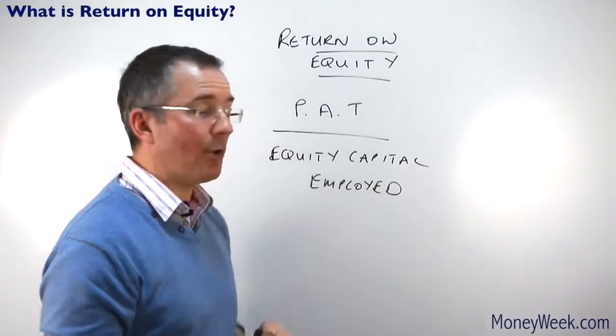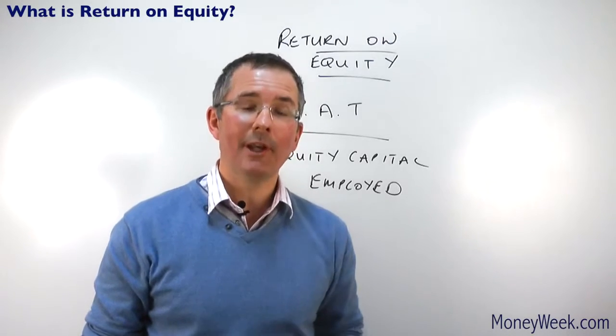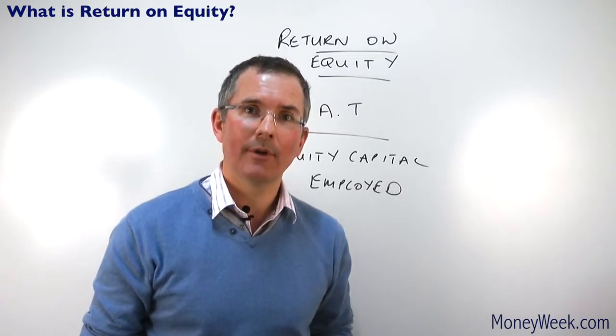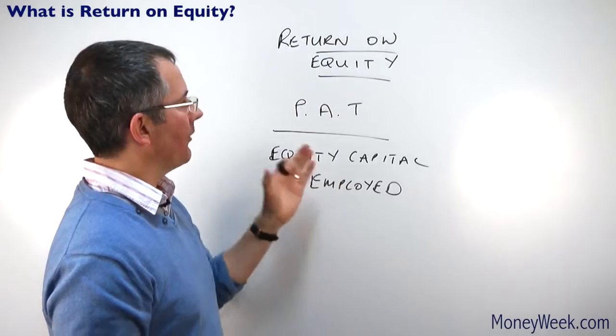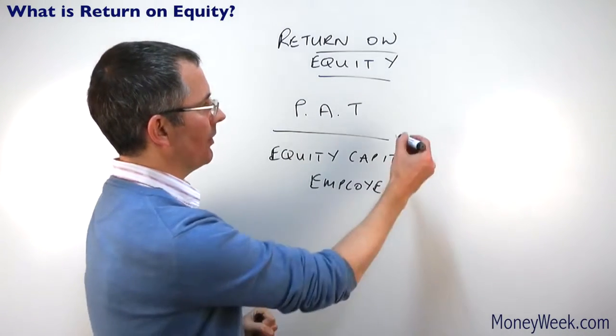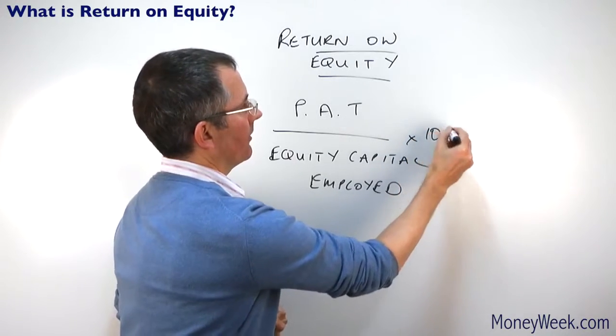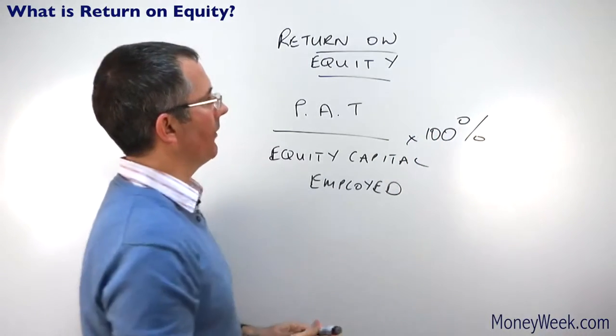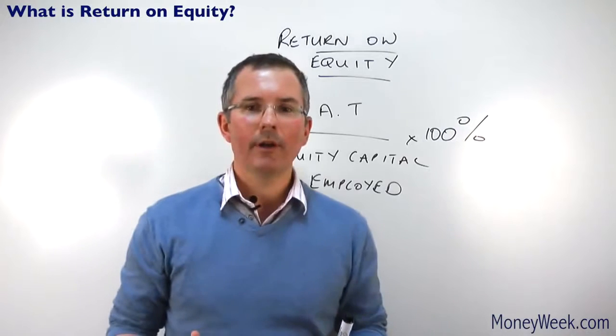Now, for anyone who thinks I'm going a bit quickly at this point, I'll refer you to a couple of videos at the end, which will give you the background. So profit after tax over equity capital employed, and just for good measure, it's normally expressed as a percentage. So we can multiply by 100% to get the answer.